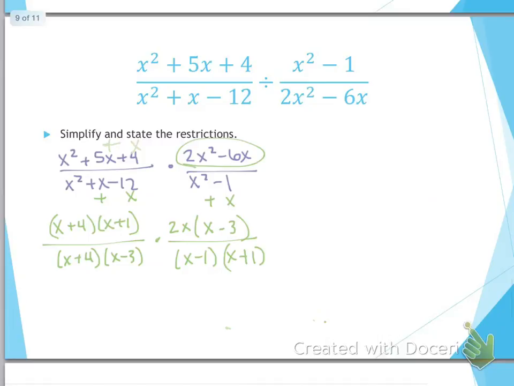And let's go ahead and do some canceling. I have an x plus 1 on top. My x minus 3's here cancel. And my x plus 4's top and bottom cancel. So I have 2x over x minus 1. My x's do not cancel because of this minus sign here. My restrictions, I go back to this set right here. I don't want x to equal negative 4, 3, 1, and negative 1. So just the values that when I plug them in for x here get me 0.